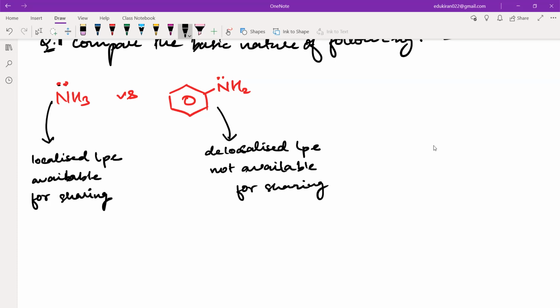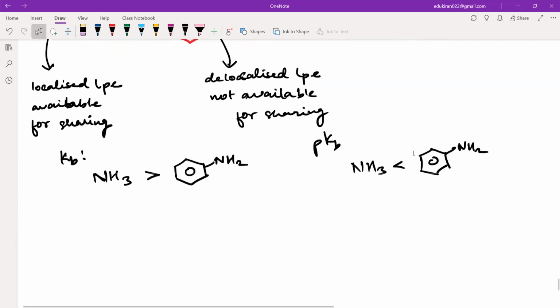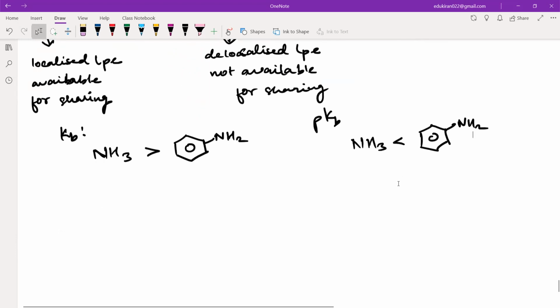Which will be more basic, ammonia or aniline? Obviously NH3 will be more basic, because it easily donates the lone pair electron, than aniline. So this will also be the order for Kb. This order holds for Kb and for basic nature. Where pKb comes in, it will be reversed: NH3 then aniline. Is that clear, yes or no, please tell me.